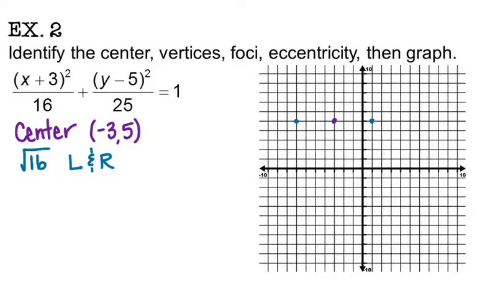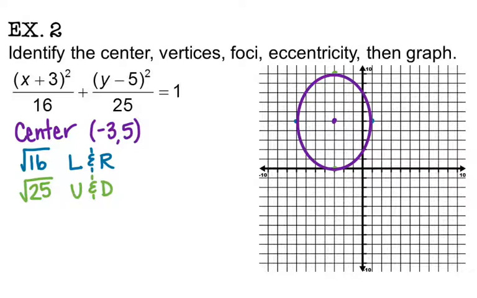And then whatever number is underneath Y, I'm going to take the square root of that number, and that's going to tell me how many spaces to go up and down, because Y is up and down. So I'll take the square root of 25, and I'm going to go 5 spaces up and down. So those are your vertices, and you're just going to connect those dots like you did your circle, but this is going to be more elongated. It's an ellipse. So it's longer up and down, so this would make this a vertical ellipse.